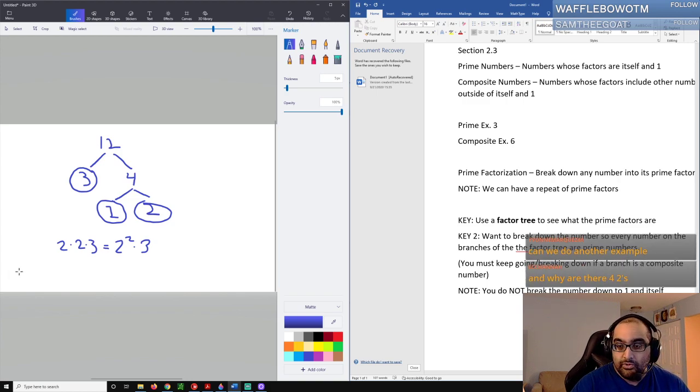Yeah, absolutely, we can do another example. Why are there 4 2's? These 2 I've circled because that's how you break down 4, it's 2 times 2. So we circle all the prime factors at the end. That's going to be 2 times 2 times 3, which is equal to 2 squared times 3. So just another way of writing that factorization.